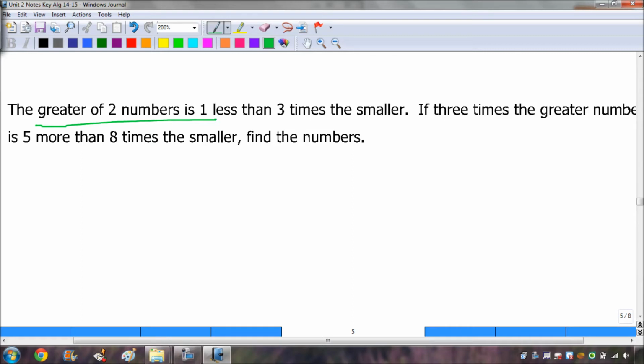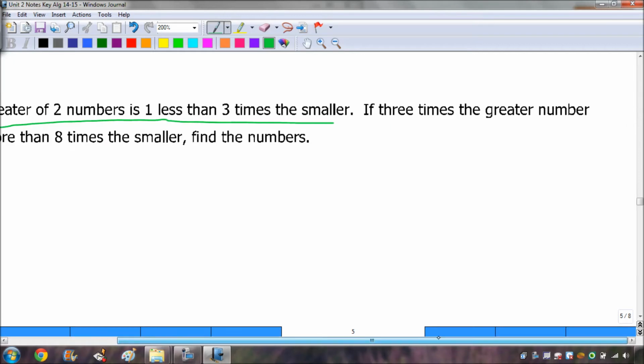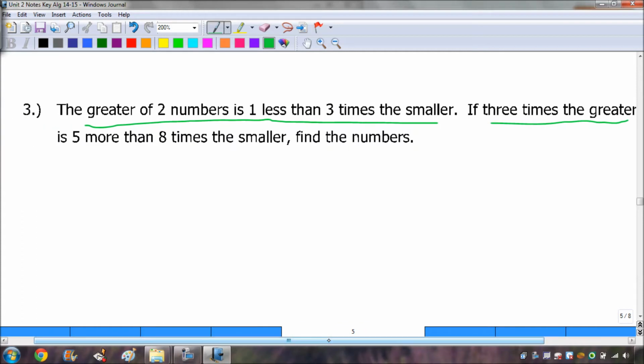The greater of 2 numbers is 1 less than 3 times the smaller. If 3 times the greater, so I'm going to take the greater number and multiply it by 3, is 5 more than 8 times the smaller, find the numbers. This one is pretty tricky, so please pay attention as we go through this. I've underlined key information, and I've identified what I want to figure out. I want to figure out what the numbers are. Drawing a picture won't really help me in this situation.